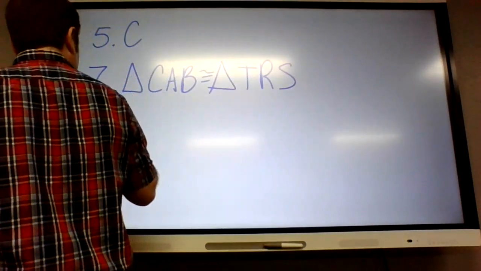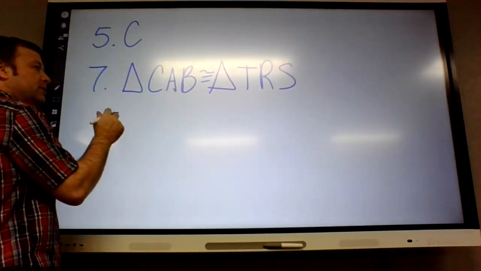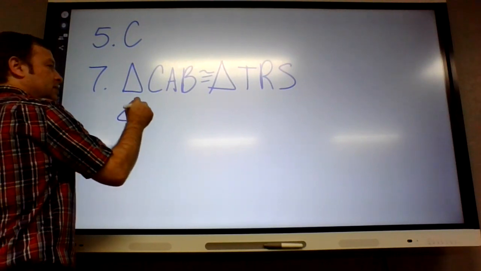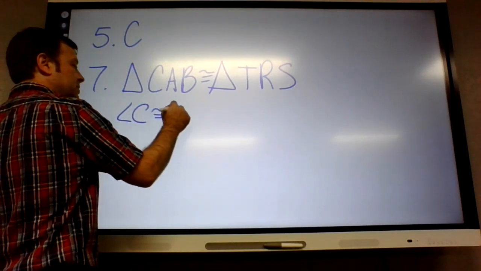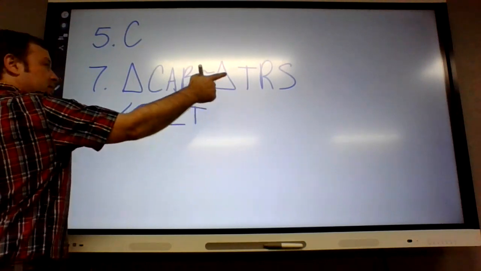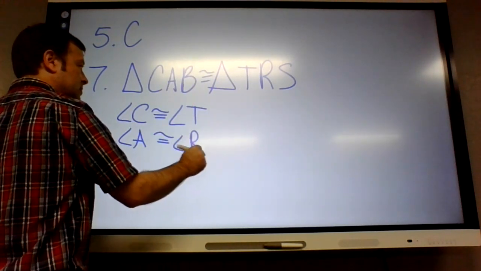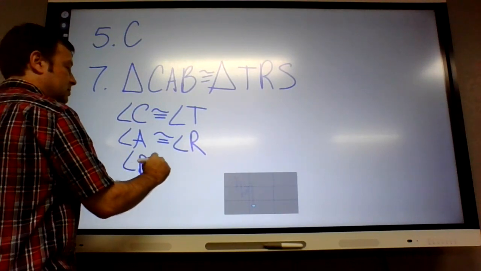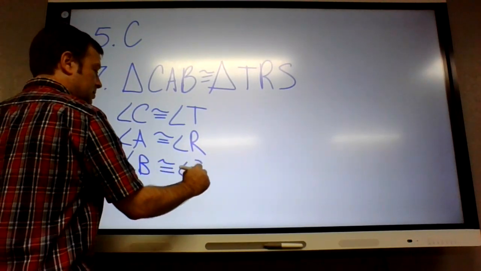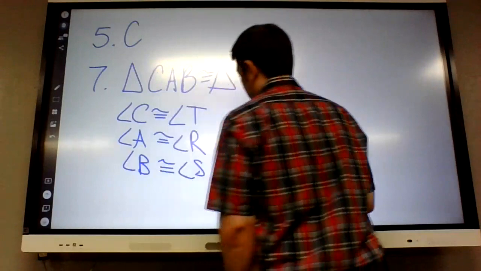So what's a congruent pair of angles going to be? Angle C and T. Angle C is congruent to angle T. And they all match. Angle A is congruent to angle R. So those are the congruent angles.